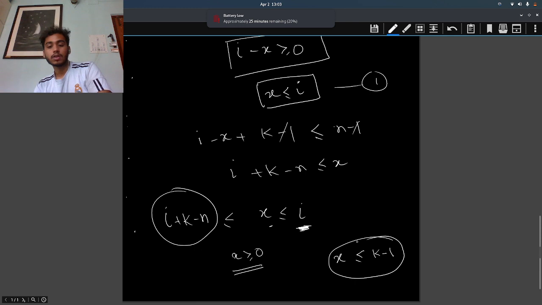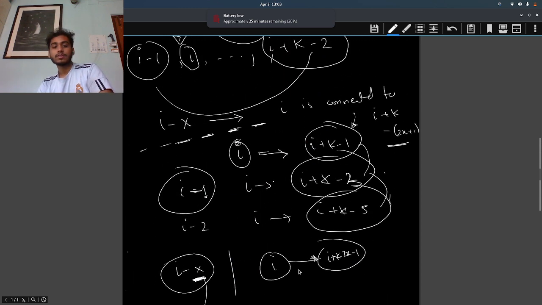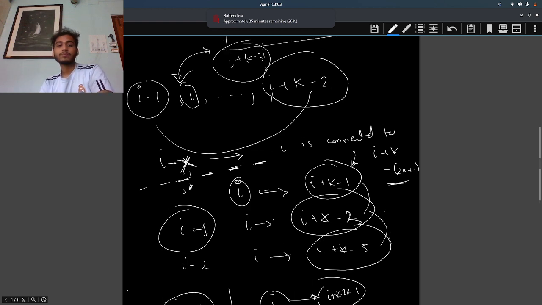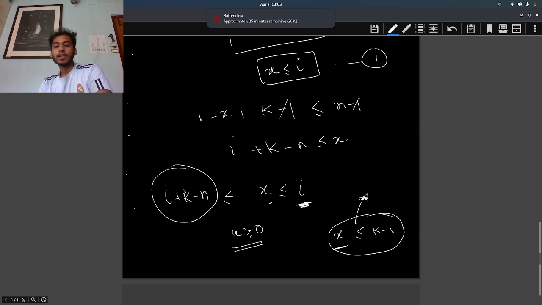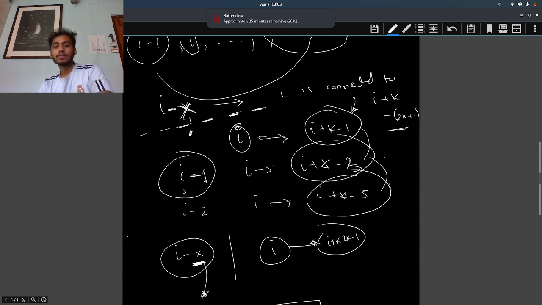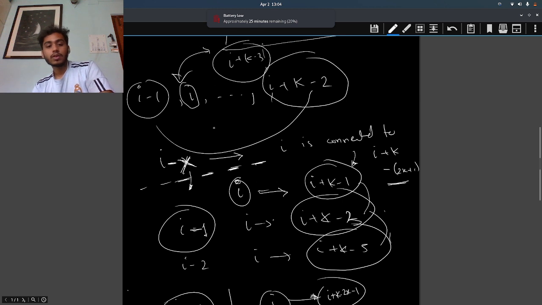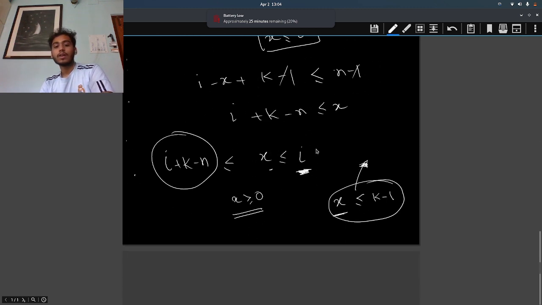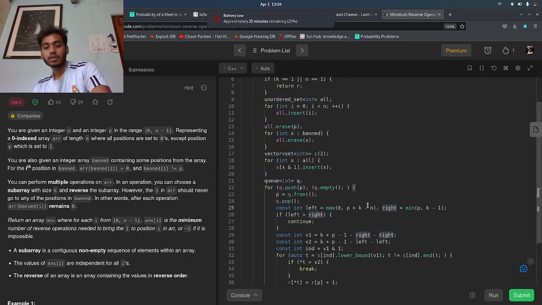Can you tell me why x is less than or equal to k minus 1 and x is greater than or equal to 0? X is greater than or equal to 0 because we are saying a[i minus x], so we are starting from i minus x, so x can be at minimum 0, right? That is true. And then why is it less than or equal to k minus 1? Because i minus x and i should be in the same range. They cannot go outside, right? And at max they can be at a length of k minus 1.